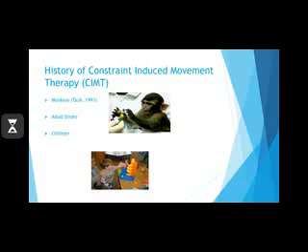Subsequent attempts incorporated principles of behavioral psychology, including shaping and motor learning, to elicit active practice of the affected upper limb. These efforts have evolved into constraint-induced movement therapy, or CIMT, and later use of CIMT with children began in the early 2000s.